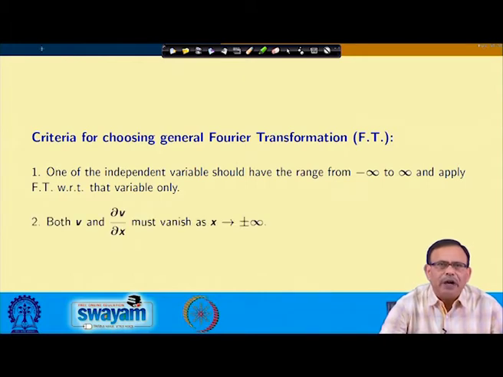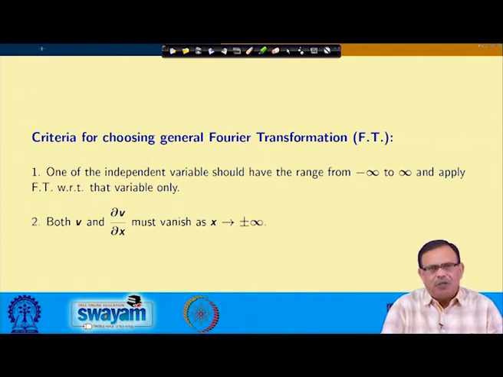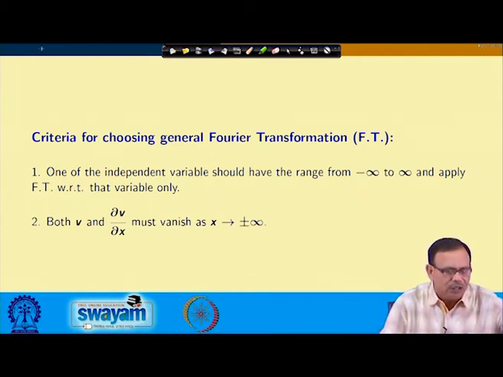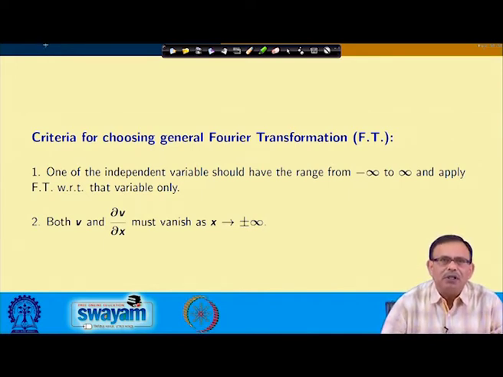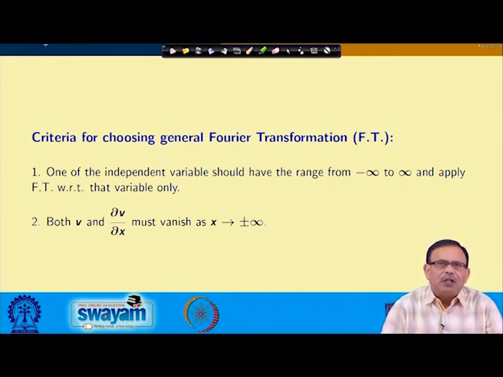And the second point is that both v and del v del x, or you can say u and del u del x, must vanish as x approaches plus infinity or minus infinity. I will tell you why this is required, but please note that both u and del u del x must vanish as x approaches plus or minus infinity. So, two conditions are given.